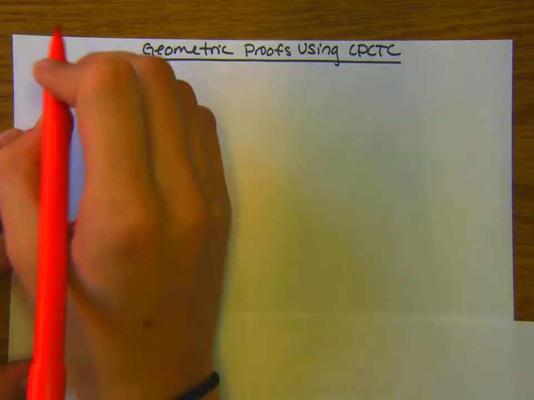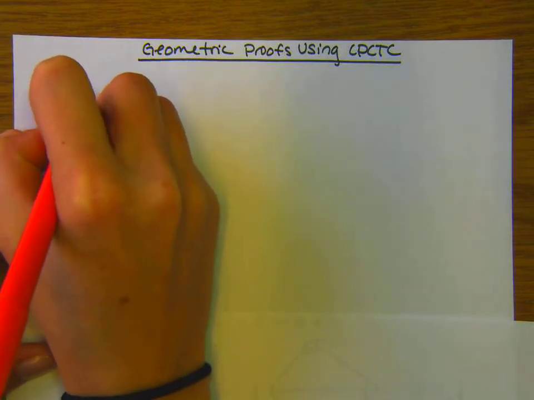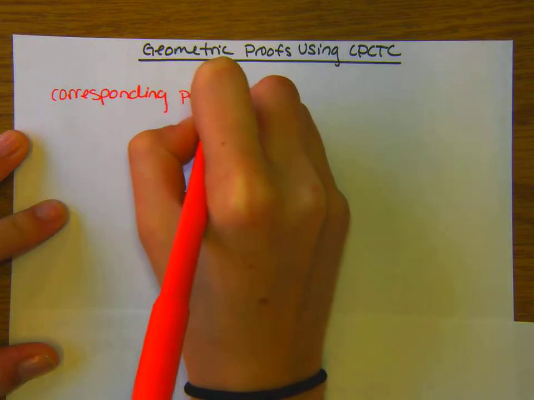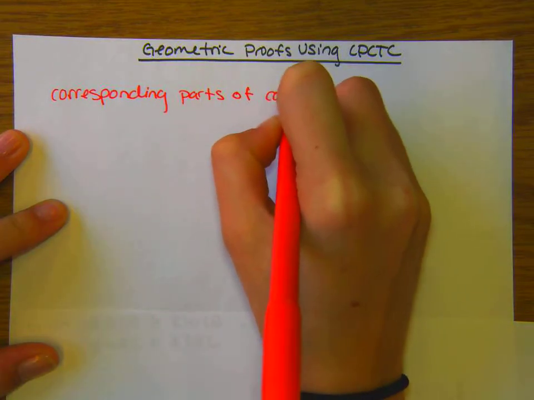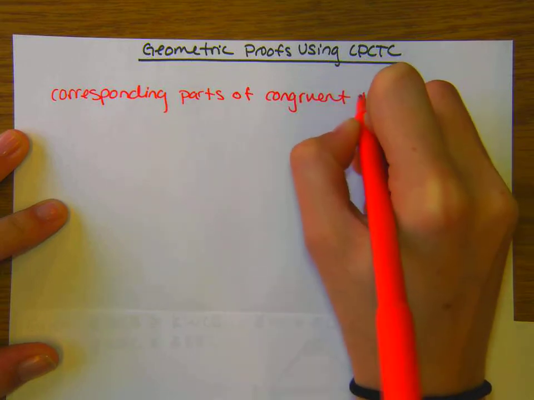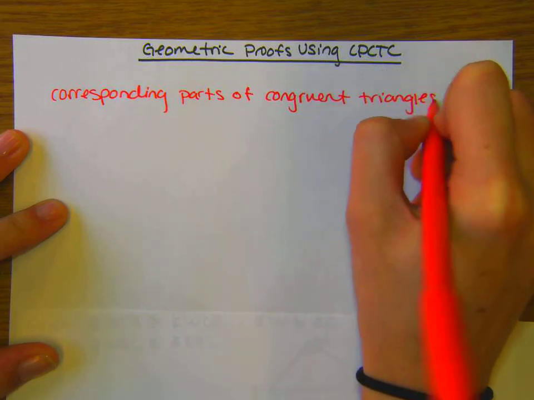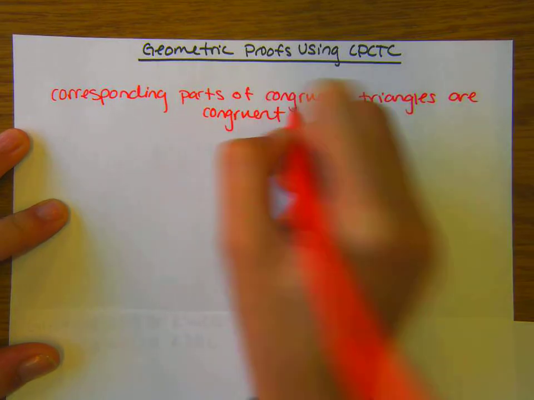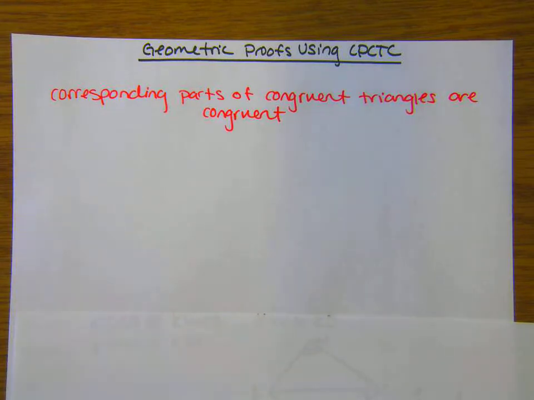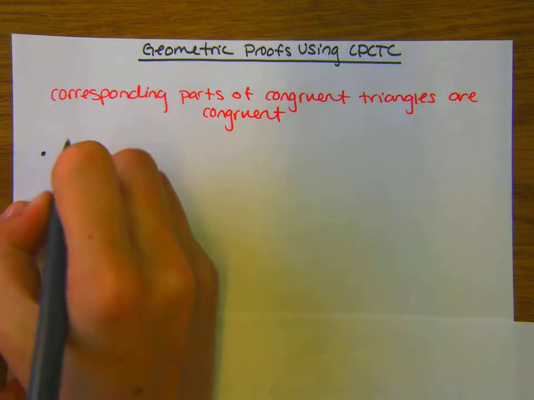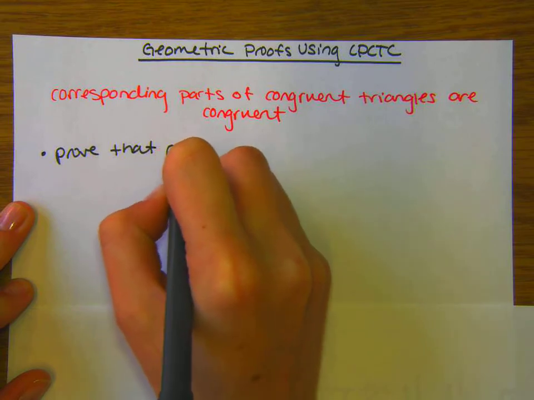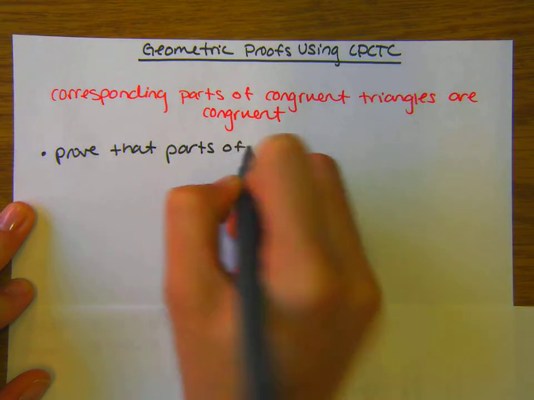So CPCTC, as we know, stands for corresponding parts of congruent triangles are congruent. As I briefly mentioned earlier, after we've proven that the triangles are congruent, we're going to go a step forward and prove that parts of the congruent triangles are congruent.